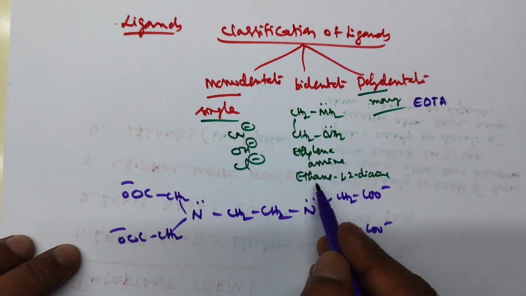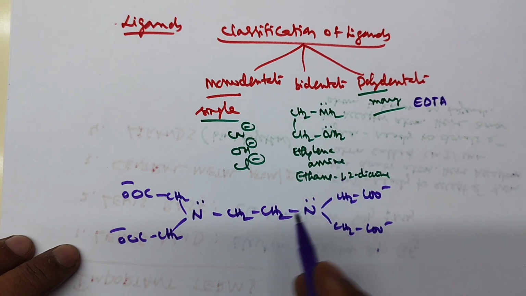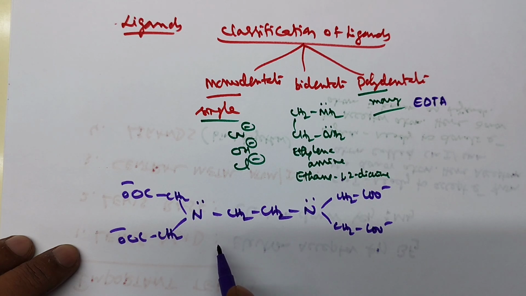Here bidentate means 2. And EDTA is an example for polydentate. It is actually 6.